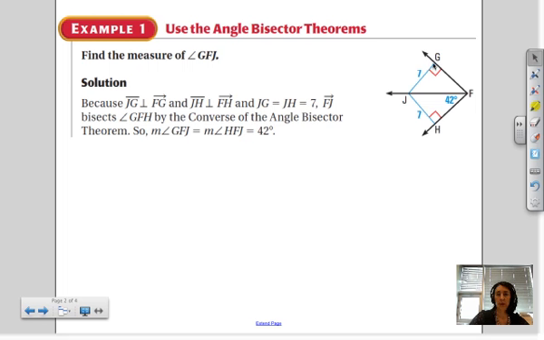So here's a problem applying the theorem. We need to find the measure of angle GFJ. In this diagram, we're given distance JG is 7. That's the distance from this point to this ray, because it's a perpendicular segment. We're given that as 7, and we're given the distance JH is also 7. So that's equidistant. Then I know ray FJ is the angle bisector. So the measure of angle GFJ equals the measure of angle HFJ, and they're both 42 degrees.